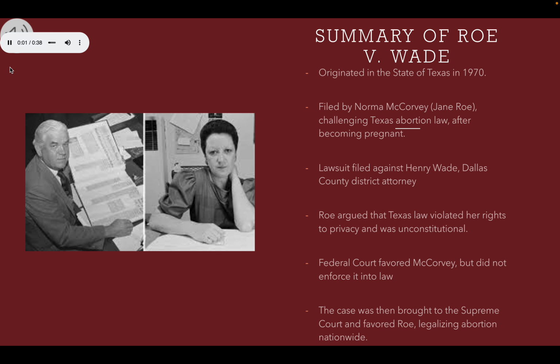A little summary about Roe v. Wade is that it originated in the state of Texas in 1970. It was filed by Norma McCorvey, who filed the lawsuit against Henry Wade, who was a Dallas district attorney. And you can see both of those individuals on the left. Norma McCorvey challenged the Texas abortion law after becoming pregnant and argued that it violated her right to privacy and was unconstitutional. Overall, the federal court favored McCorvey but did not enforce it into their law. Therefore, the case made it up to the Supreme Court, which ultimately also favored Roe and legalized abortion nationwide.